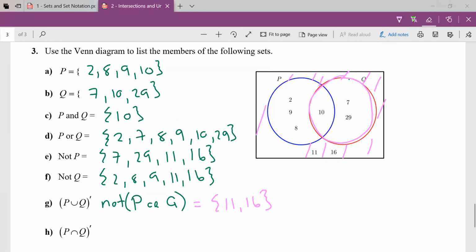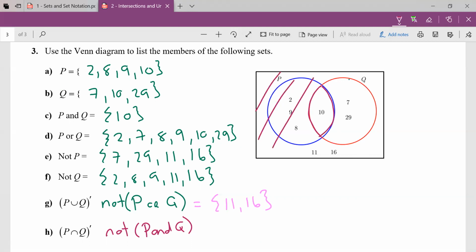Okay, let's do our very last question. What do we got? Again, the symbols maybe make it look a little bit more complicated than it is. What does this say? This says not (P and Q). Okay, well, let's figure out what P and Q is. P and Q is this region right here in the middle. So not that is everything out here.